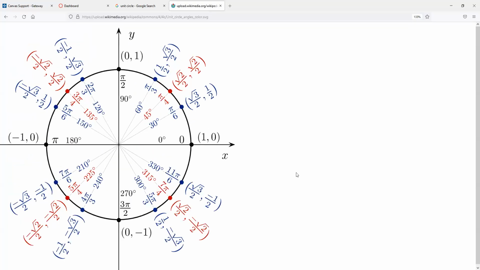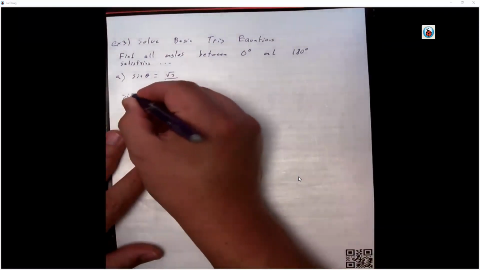Well, at 60 degrees and 120 degrees, right? You can see right away the answer. I'm going to show you how to do it without the calculator. I mean, without the circle. All right, so technically the process is supposed to be like this.